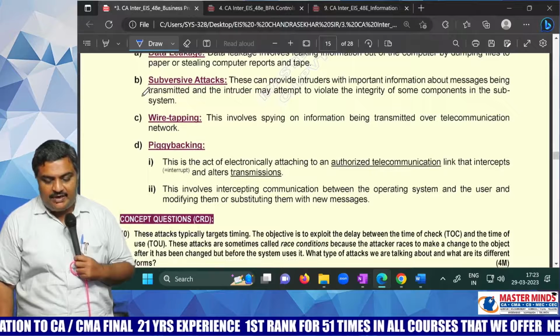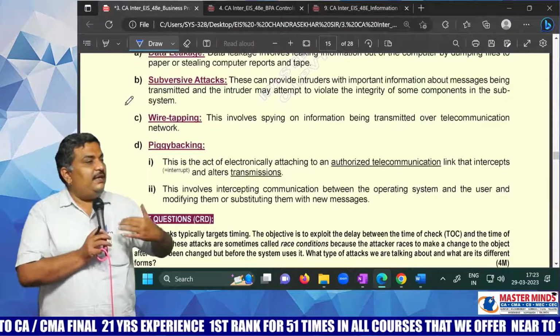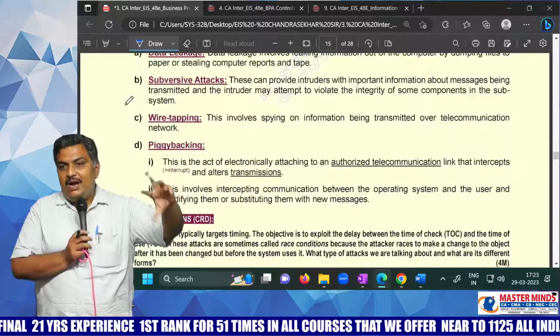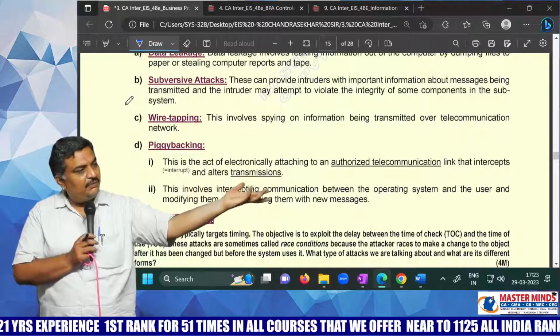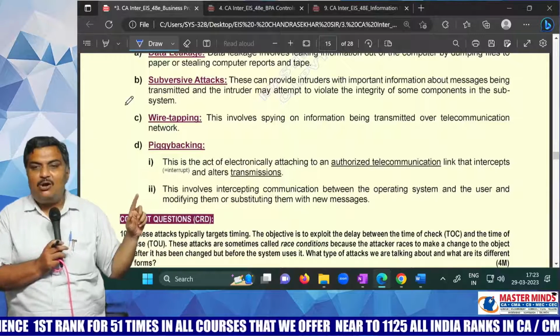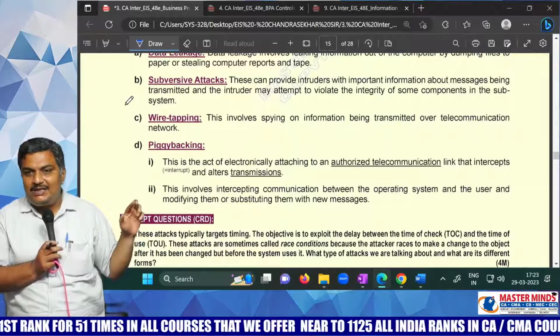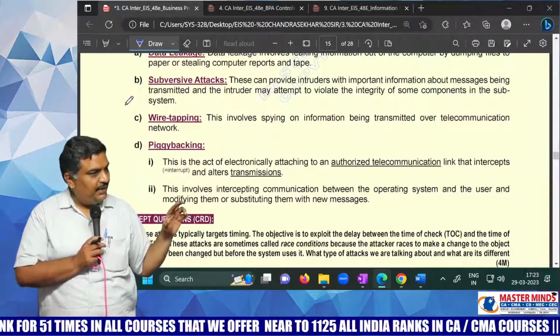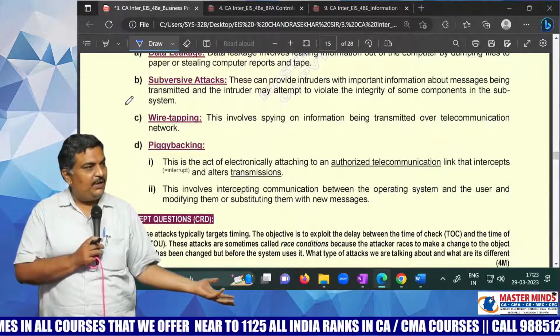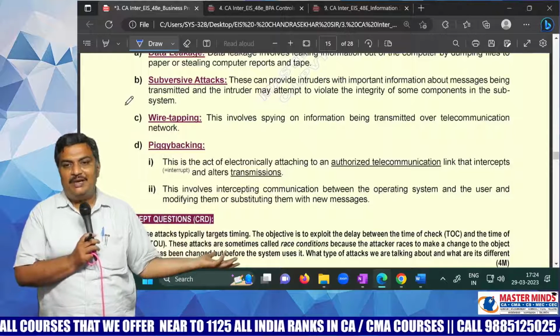And subversive attacks means what? Subversive attacks means I am sending data to another person, but in the meanwhile, someone came and modified the data. Quite often this happens in banking systems. And wiretapping or phone tapping is one and the same. Listening to what other people are talking. And today in AP also, some politicians are complaining that our phones are being tapped.